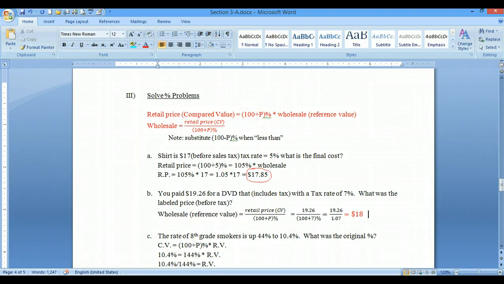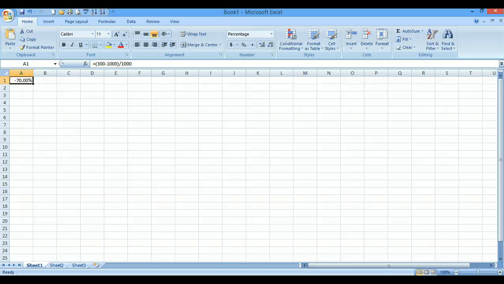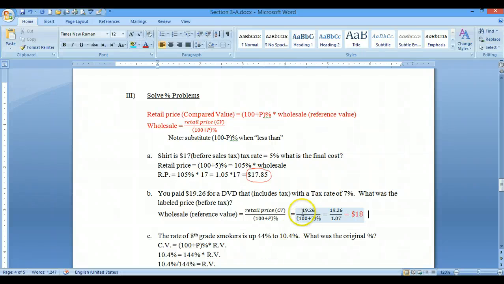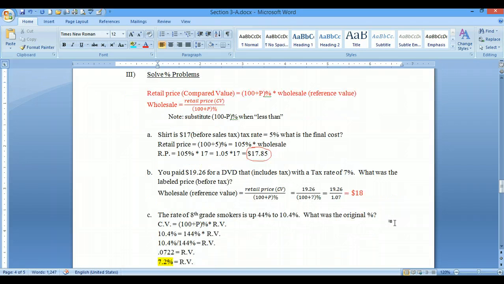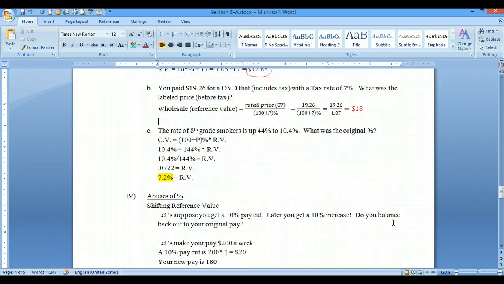In fact, let's go into Microsoft Excel and try that. Making this work like a calculator, equals 18 times, and I'm going to put a parenthesis for my 100 plus 7, and that's in a percent form. So I'm going to put percent, equals, there we go, 19.26. Was that the cost? I paid 19.26. There we go. Let's move to the next example.